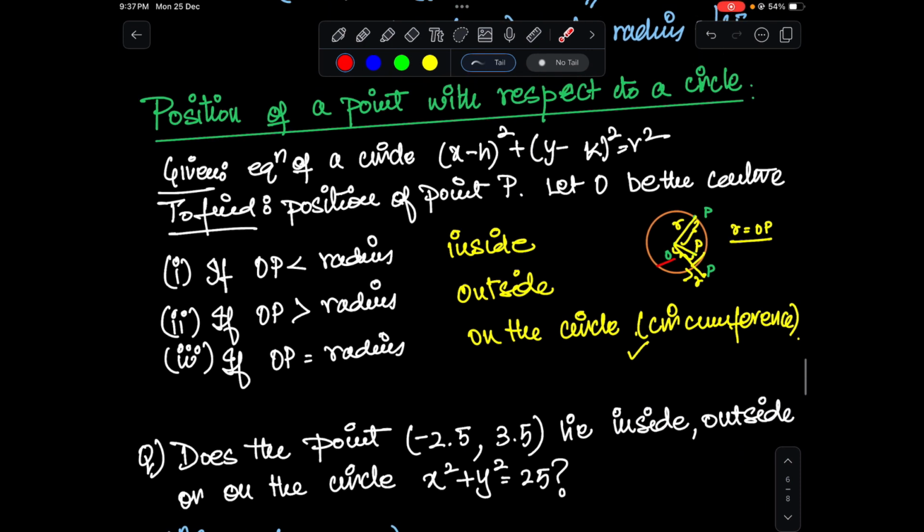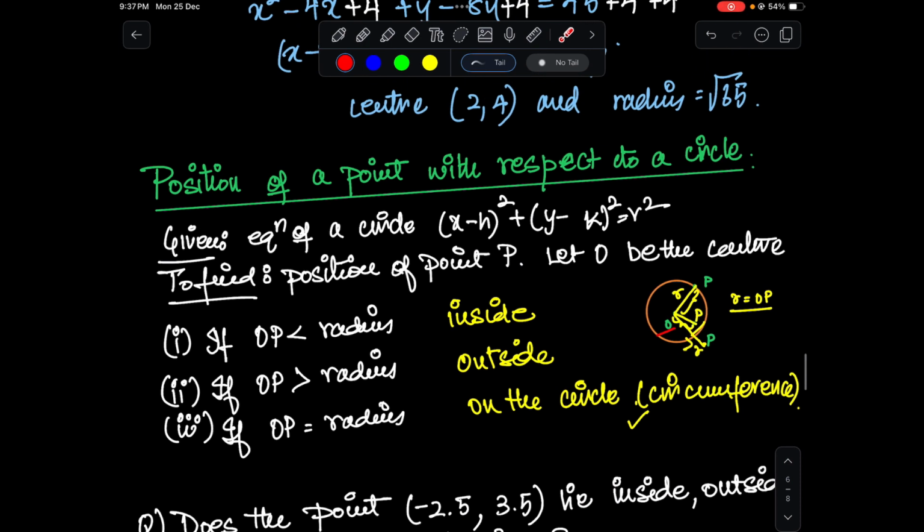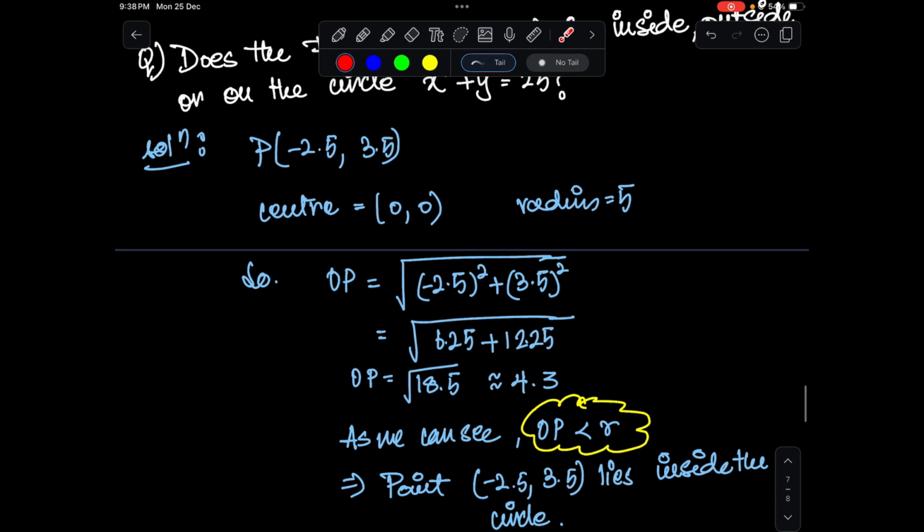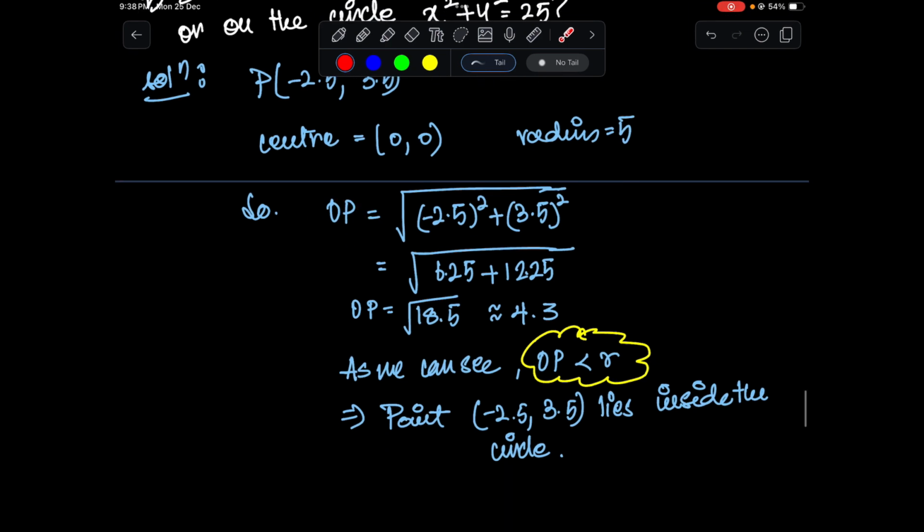And finally we understood how we can say whether a point is lying on the circle, outside or inside. That is by finding the radius and finding the distance of the point from the center of the circle. So don't consider this O as the origin, it's the center of the circle. And by comparing, if it's less than r, we say it's inside, if it's equal to r, we say it's on the circle, and if it's greater than r, we say it's outside the circle.